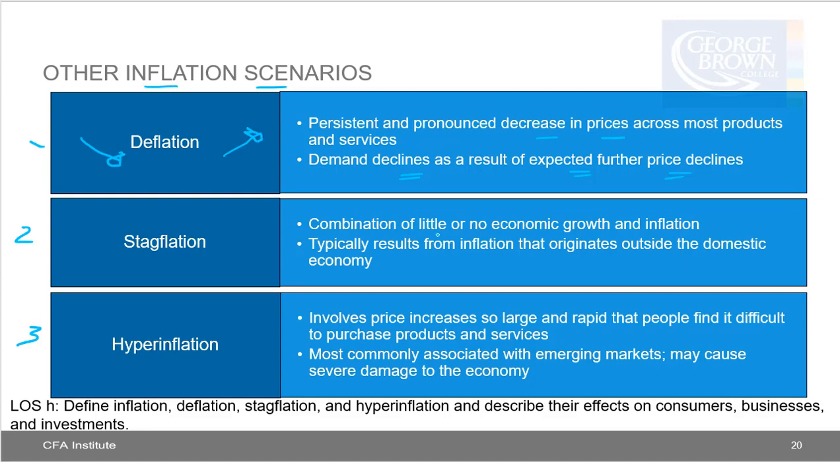Stagflation is a combination of little or no economic growth and inflation. It typically results from inflation that originates outside the domestic economy. And finally, hyperinflation involves price increases so large and rapid that people find it difficult to purchase products and services, most commonly associated with emerging markets, and may cause severe damage to the economy.